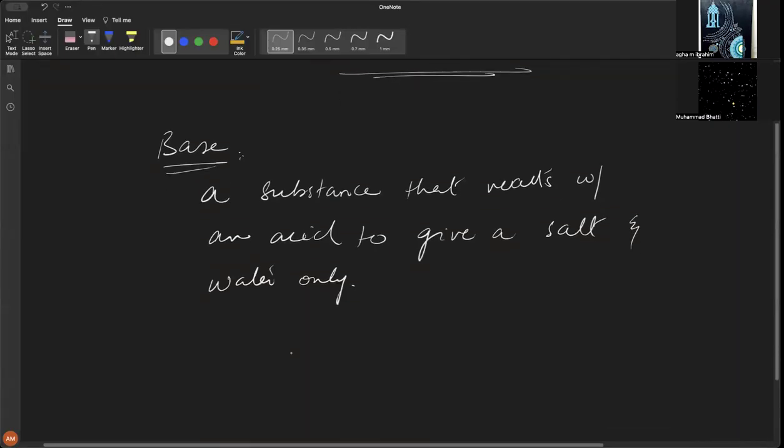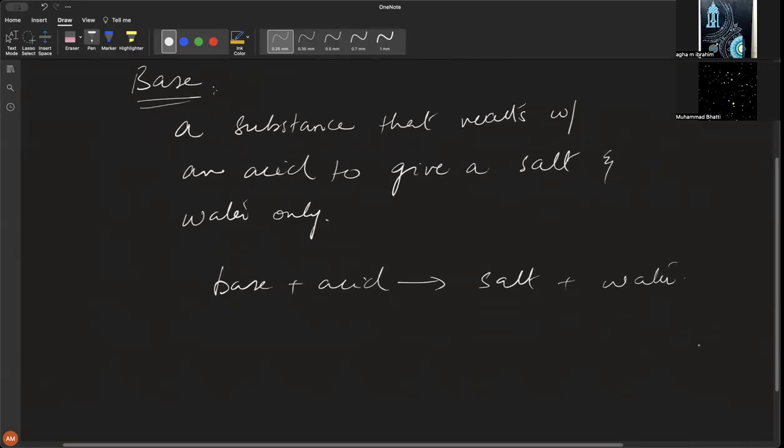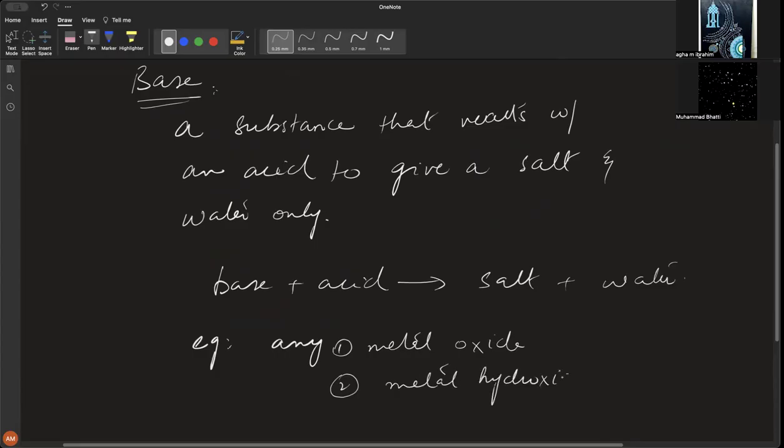The general equation for this reaction, which we have already done, is base plus acid gives salt plus water. Now, what are bases? Examples of bases are any metal oxide, or metal hydroxide. All of them are called bases, right?